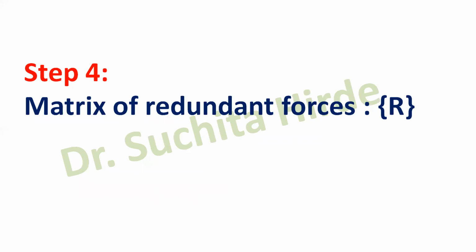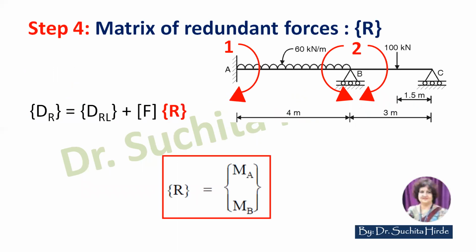So first of all, we will generate matrix of redundant forces. So for that, you have to consider the coordinate system in the direction of these unknown reactions. Unknown reactions are MA and MB. So we will consider coordinates in the direction of MA and MB. So here redundant reactions are MA and MB. So this is R matrix and this is the unknown matrix which we want to calculate. We want to calculate the values of MA and MB.